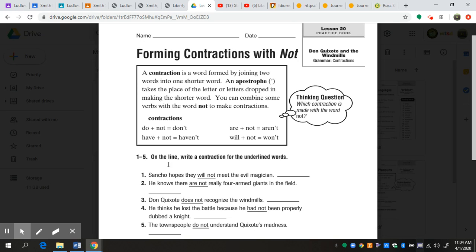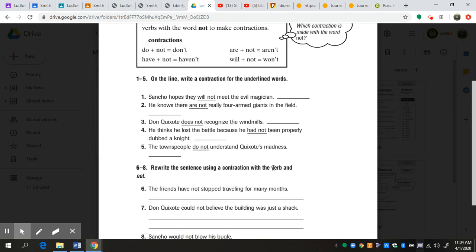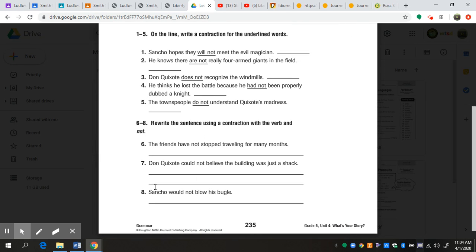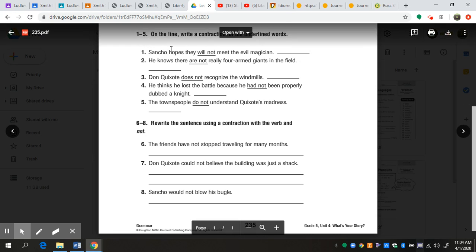Do plus not equals don't, have plus not equals haven't, are plus not equals aren't, and will plus not equals won't. Remember, willn't is not a word. Will plus not equals won't. So I just want to scroll down so that I can see the bottom of this page as well. And I will do number 1 here and number 6 here.